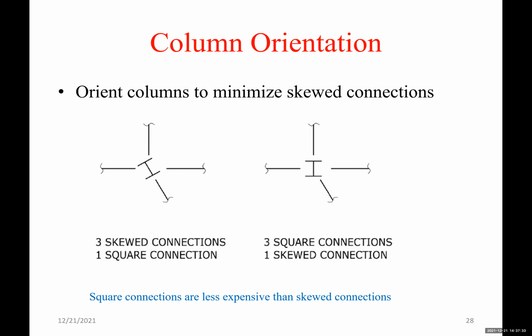Orient columns to minimize skewed connections. Okay, so you can see that if we have a skewed column, we have on the left 3 skewed connections and 1 square connection, versus on the right we have 3 square connections and 1 skewed connection. As I said, we need to avoid anything that is skewed on the members or in the connections, because this would require more work.